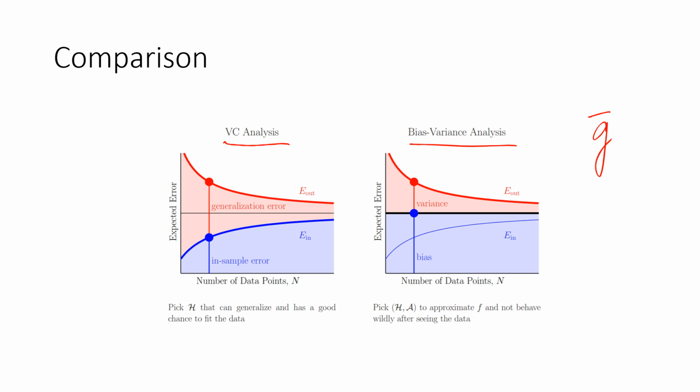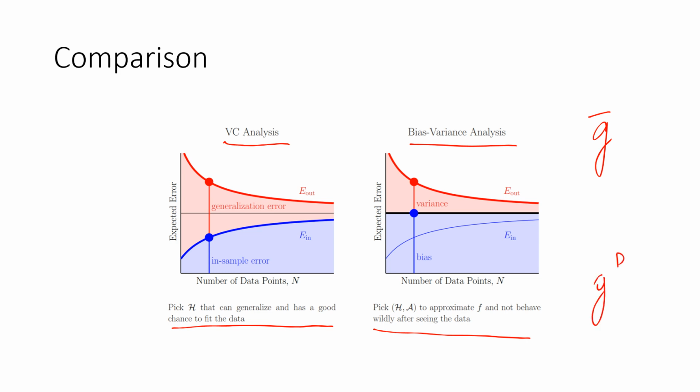One last point that I'd like to add before we end our discussion is that one key differentiator between the VC analysis and the bias variance analysis is that VC analysis is based purely on the hypothesis set H. It's independent of the learning algorithm A. In the bias variance analysis, on the other hand, both the hypotheses and the algorithm matter, right? So with the same hypotheses, using a different learning algorithm can produce a different G of D.